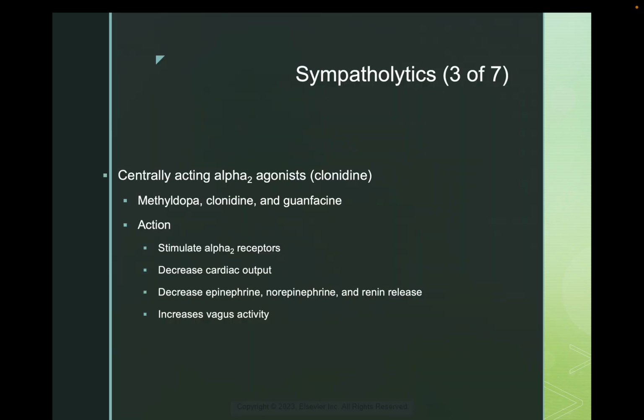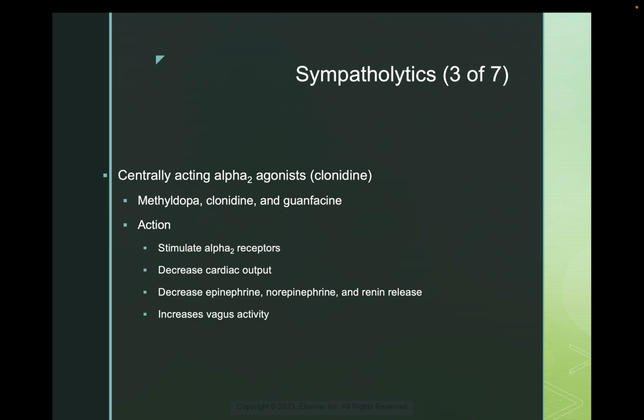So we'll move on to our centrally acting alpha agonists. Alpha agonists decrease the sympathetic response from the brainstem to the vessels. So we're talking about vasculature. These are methyldopa, clonidine, and guanfacine. These stimulate the alpha 2 receptor. Okay.